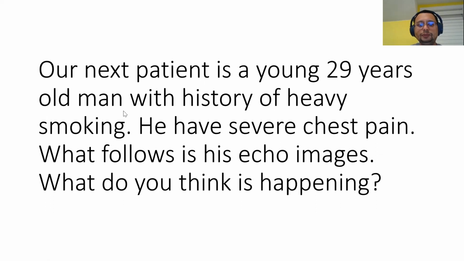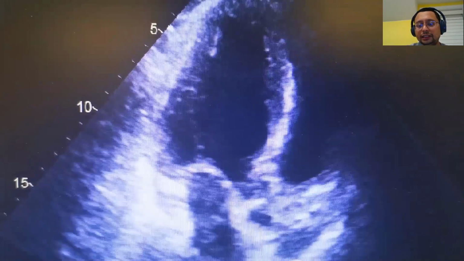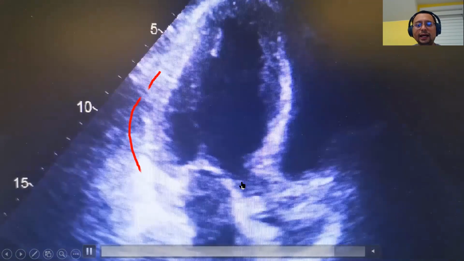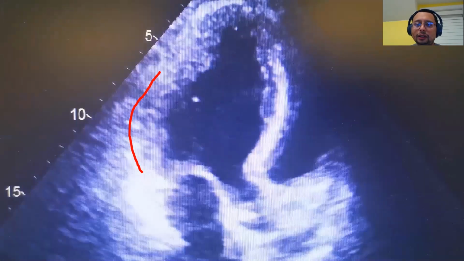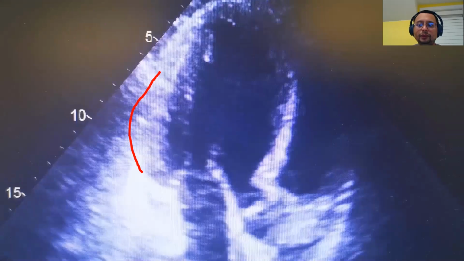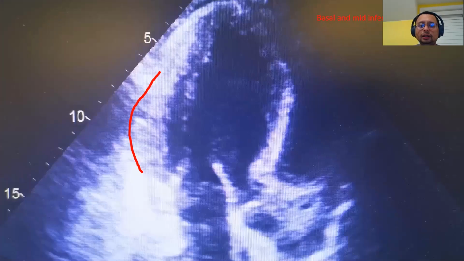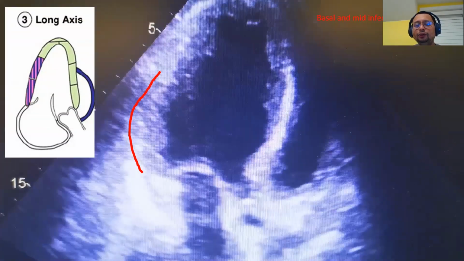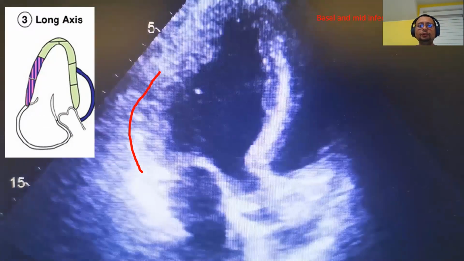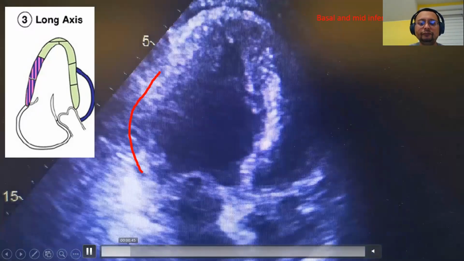Okay, so let's look at this picture here, the next one. This is an apical long axis view. So look, what happened? Let's say I highlight that part. You can see that that part is hypokinetic compared to the other parts. Now, which part is that? If you look at the apical long axis view, that is the basal and mid-inferolateral. Again, the same as our patient before, we are thinking about the right coronary artery or the circumflex artery.